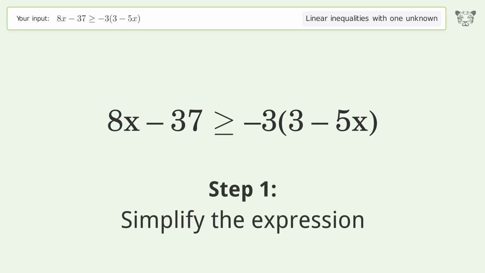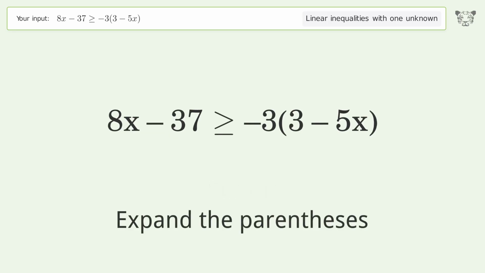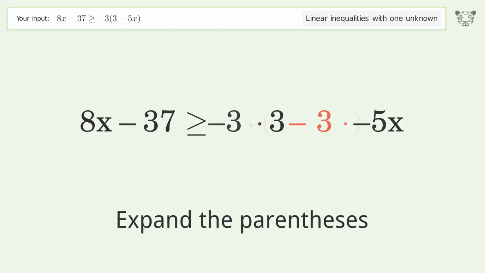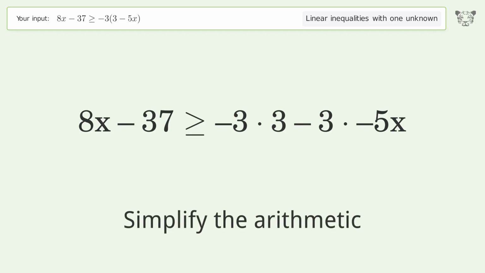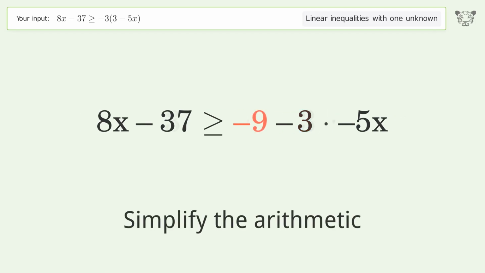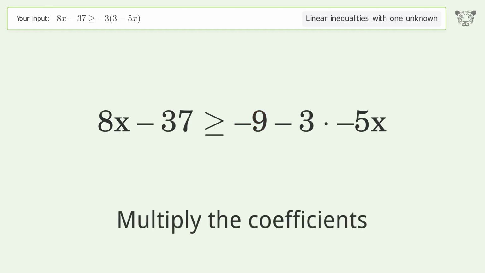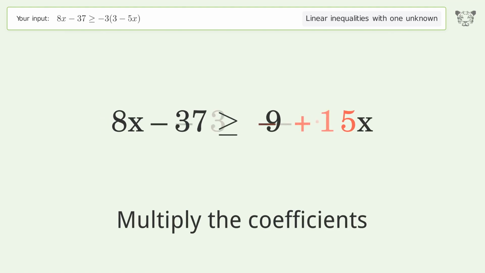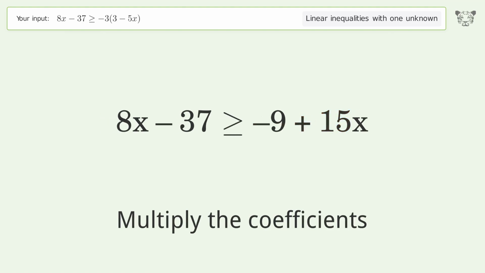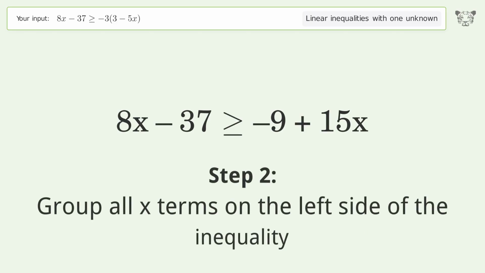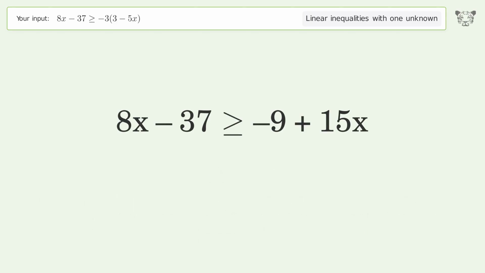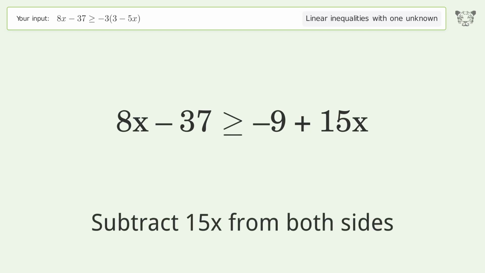Simplify the expression. Expand the parentheses. Simplify the arithmetic. Multiply the coefficients. Group all x terms on the left side of the inequality. Subtract 15x from both sides.